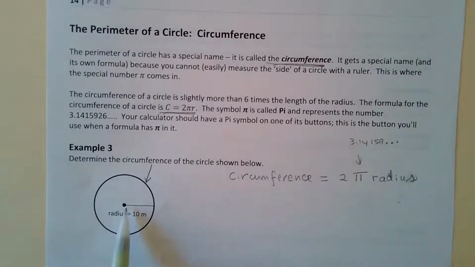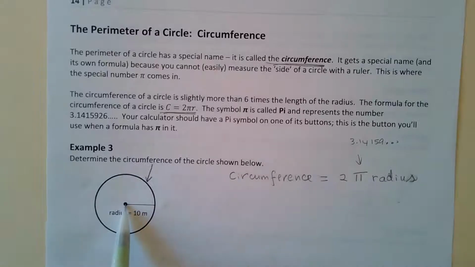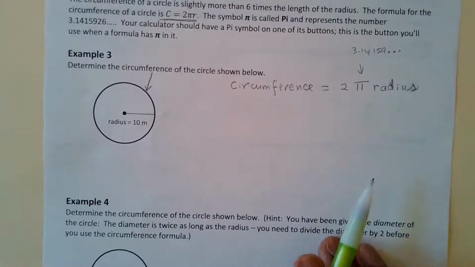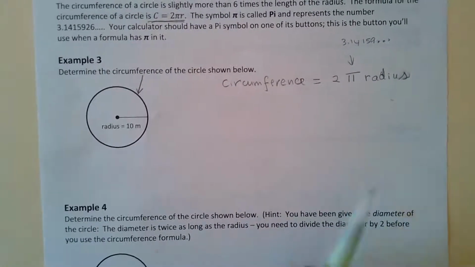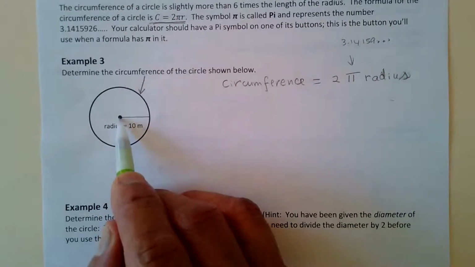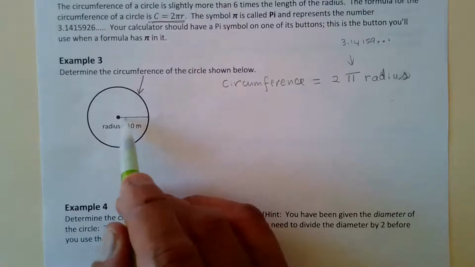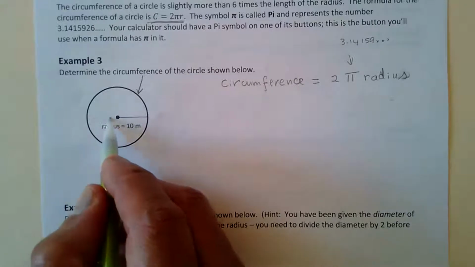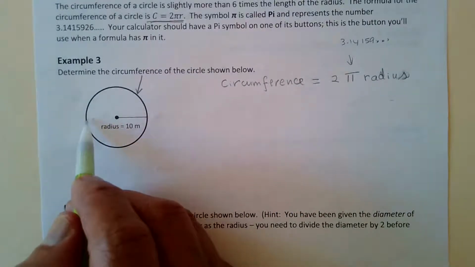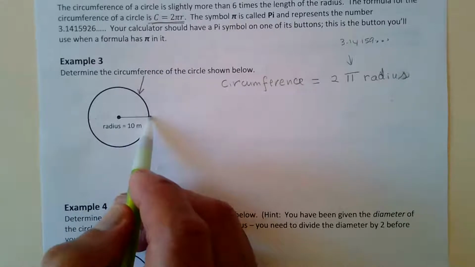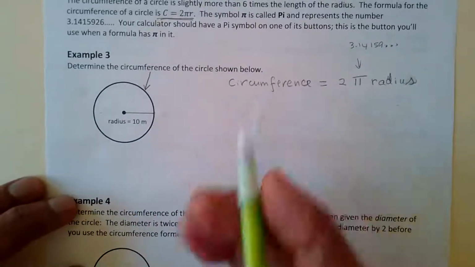The radius is the distance from the center of the circle, or the length, I should say, from the center of the circle to the circumference. So that is the radius. Now, if I were to extend this a little bit further, it becomes a diameter. The diameter is the length from one point of a circle through the center to the other side. That's the diameter.